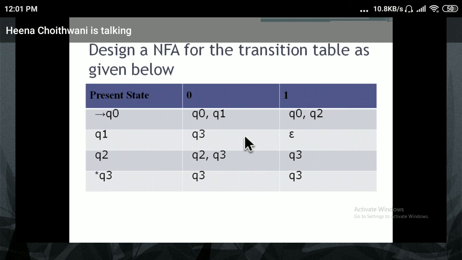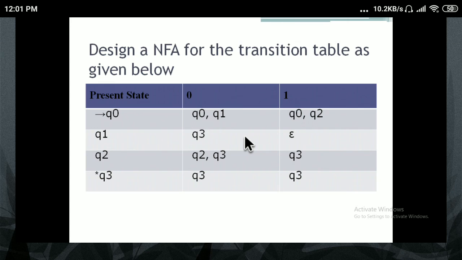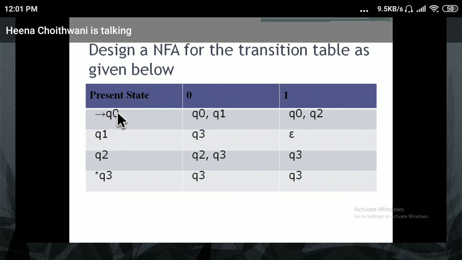Okay. So how are we going to do this? Should I wait for a few seconds? Would you like to try in your notebooks? We have 4 states, Q0, Q1, Q2 and Q3. Since an arrow is given near Q0, that is your initial state. And a star is there on Q3, so that is my final state. Right? Shall we begin constructing?